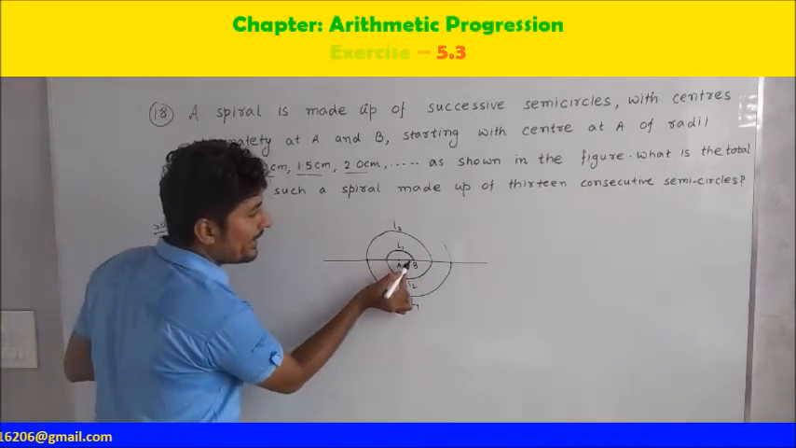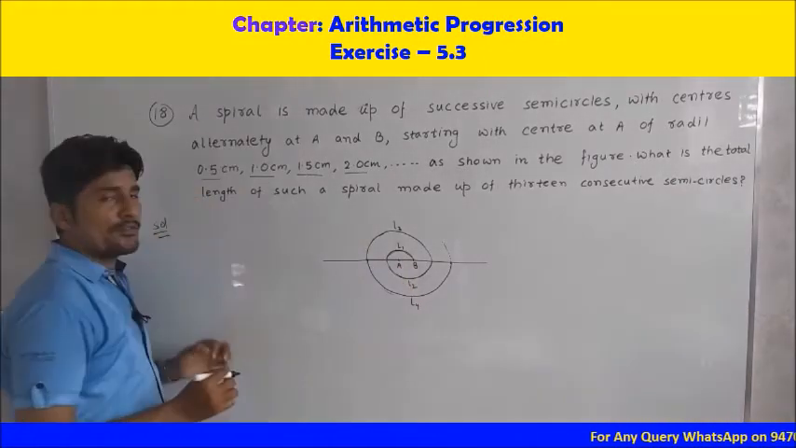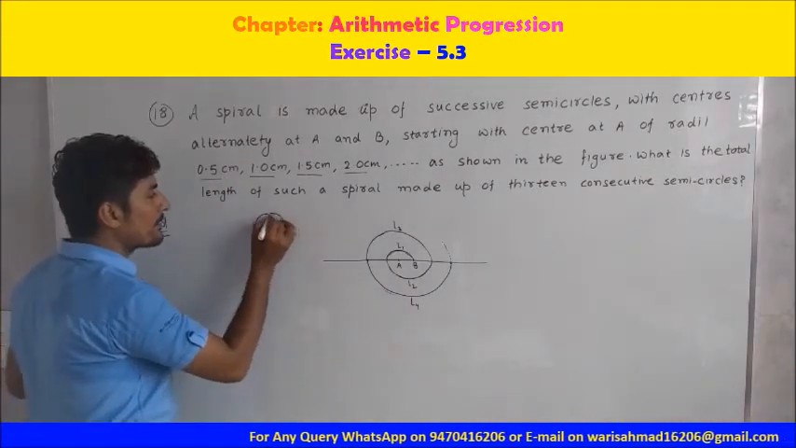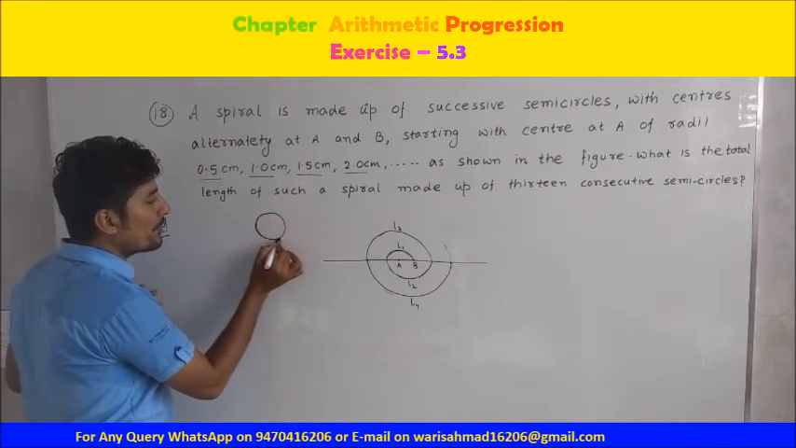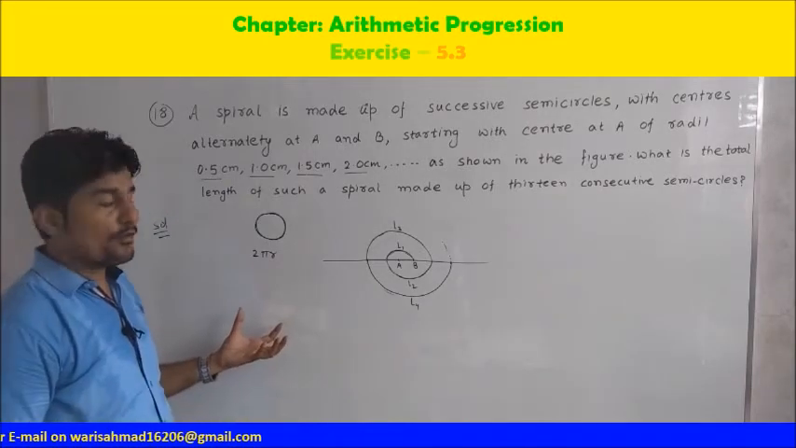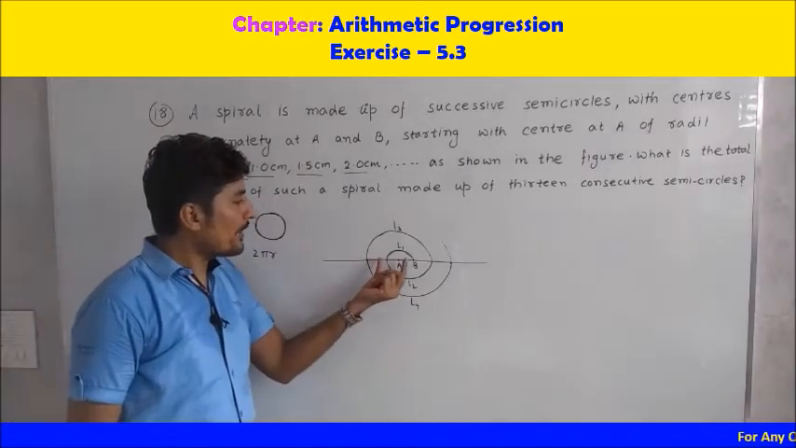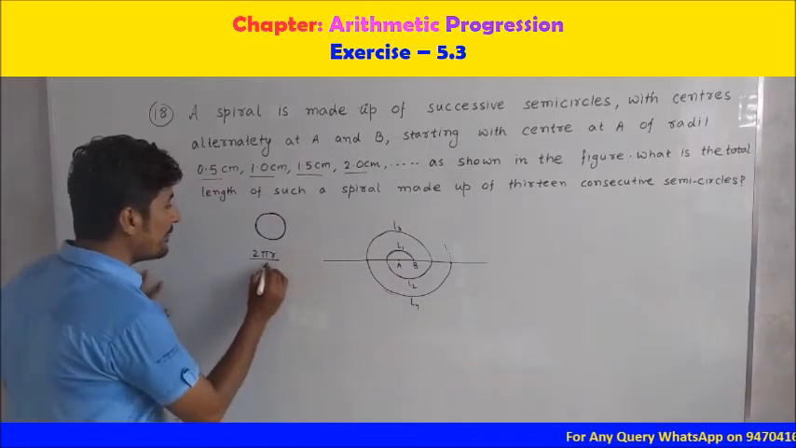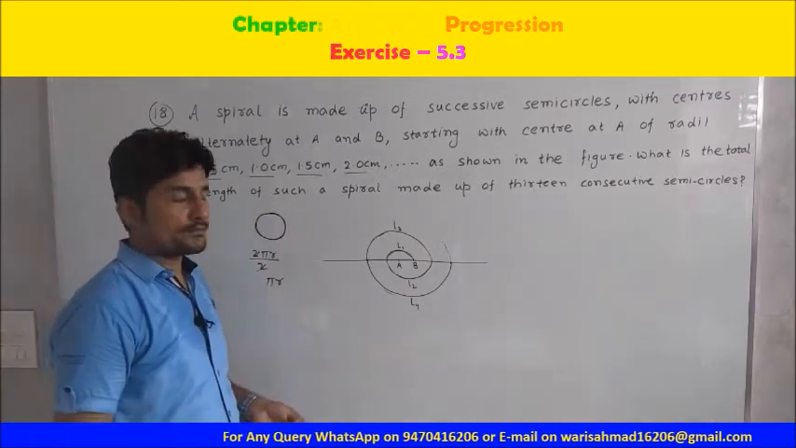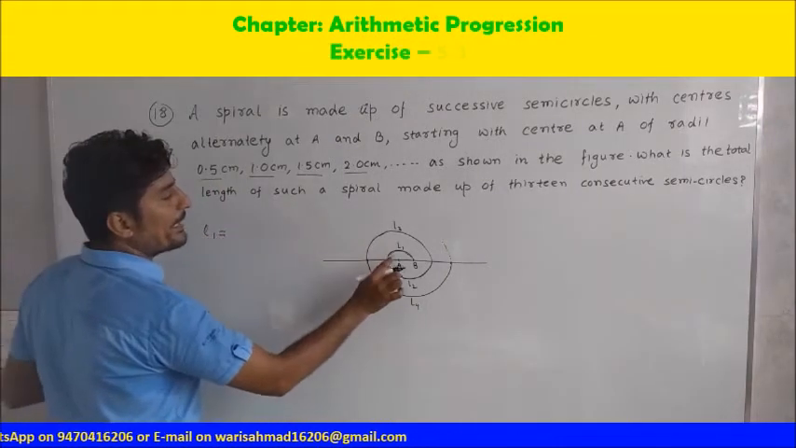First of all, we will find the length of the first semicircle. This is a semicircle, hence we have to use the formula pi into r. As we know, suppose we have a circle. To find the length of the outer boundary, we use the formula 2 pi r, that is the circumference of the circle, means this is the distance of the outer boundary. Since we have a semicircle, we have to divide it by 2. Then the result will be pi into r. So here we can write length L1 will be equal to pi into r.